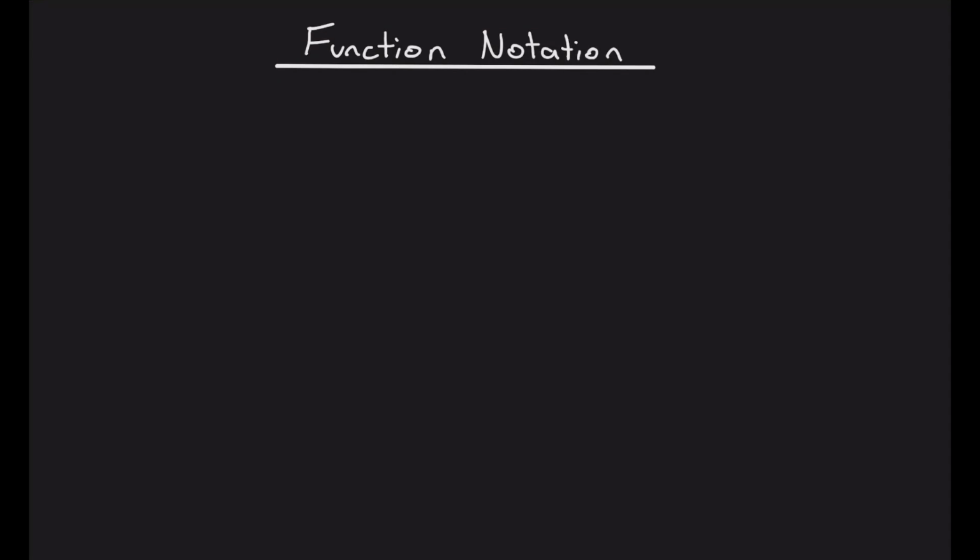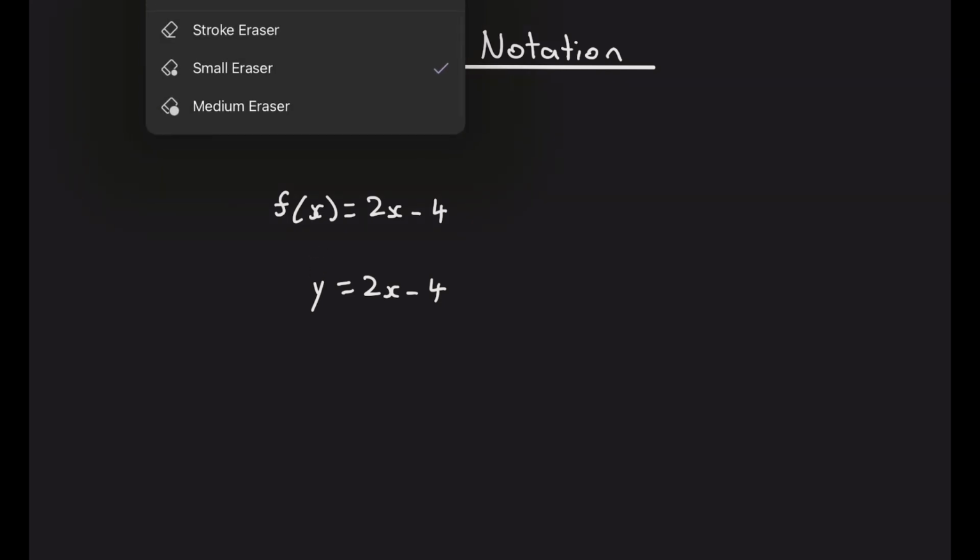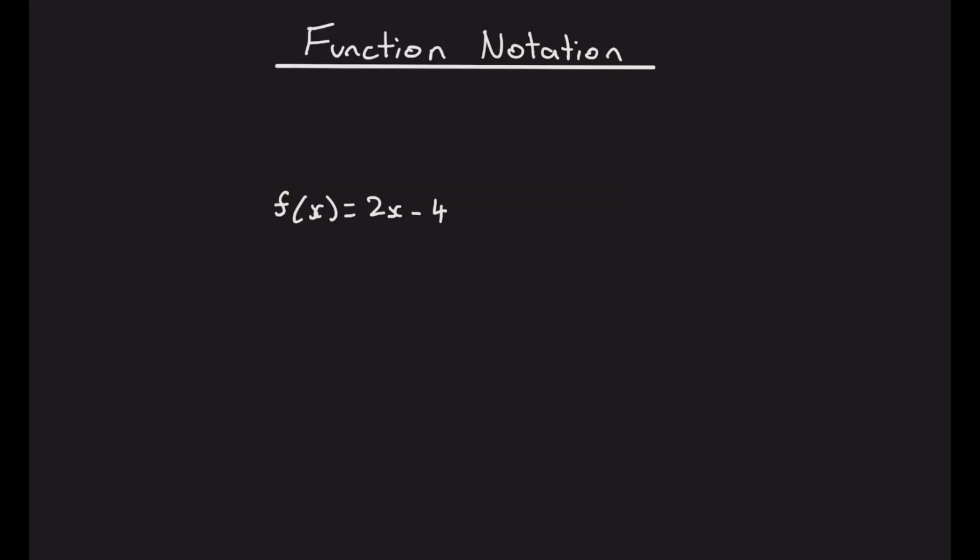Today we're going to learn about function notation. So let's say, for example, you're given a function that looks like this, 2x minus 4. This is the same thing as y equals 2x minus 4, which is what you're probably more familiar with seeing. Just this time we're replacing it with f of x, which means function. So on the test or exam, you're going to be asked questions like, what is f of 2?